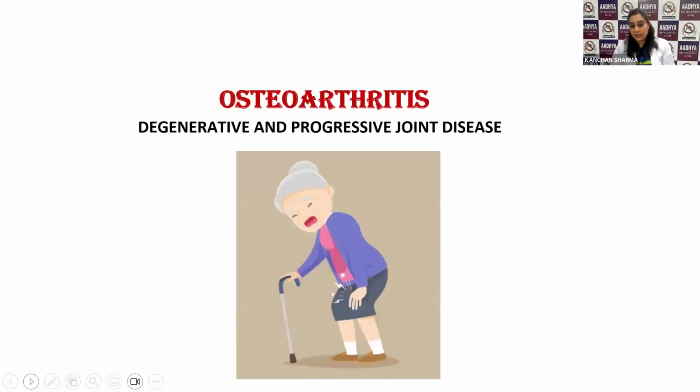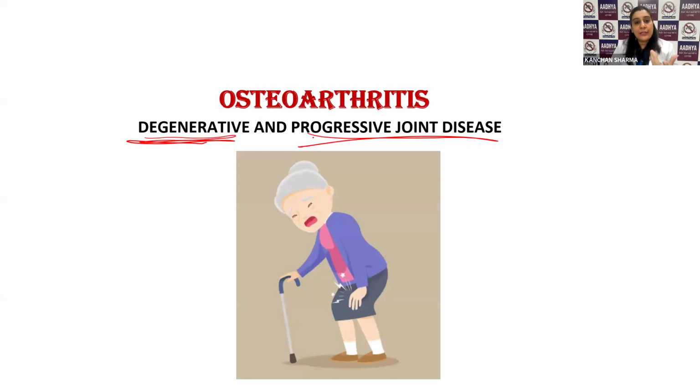So the very first thing is osteoarthritis. Okay. So for osteoarthritis, what exactly do we mean? This is a degenerative and progressive joint disease. And how will be the presentation of the patients who are suffering from osteoarthritis of the knee? It is most commonly seen in the middle-aged female.